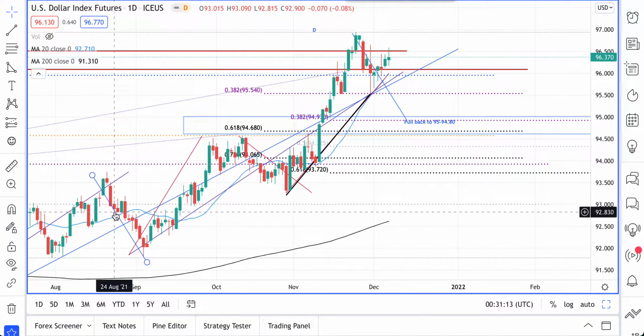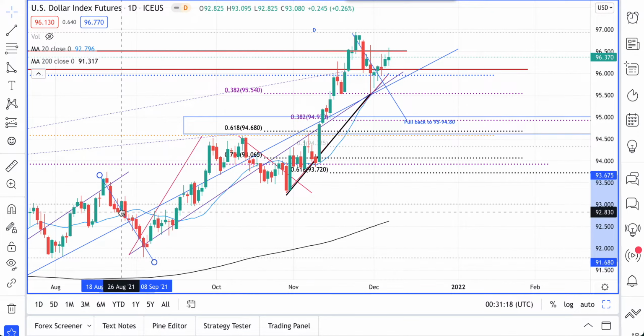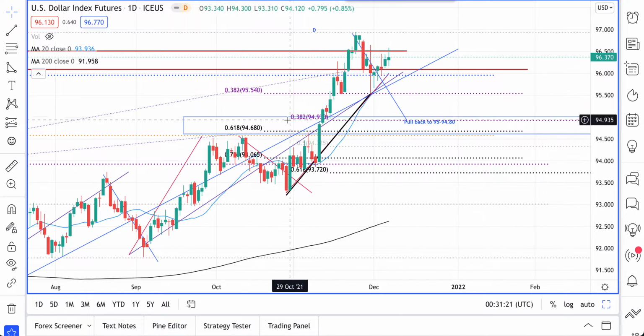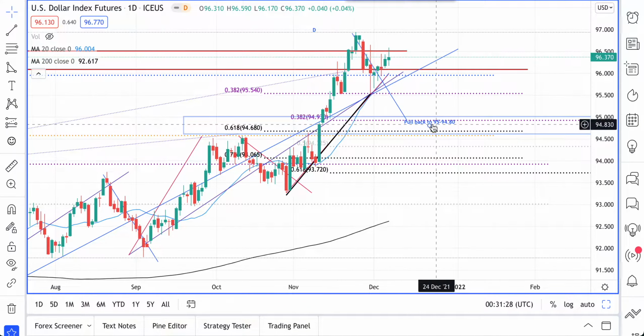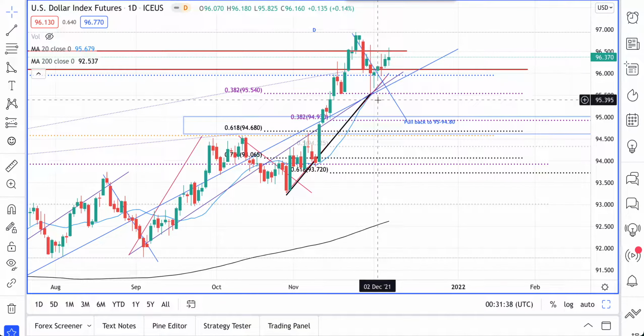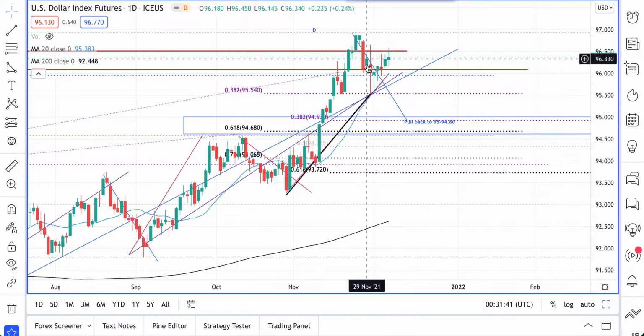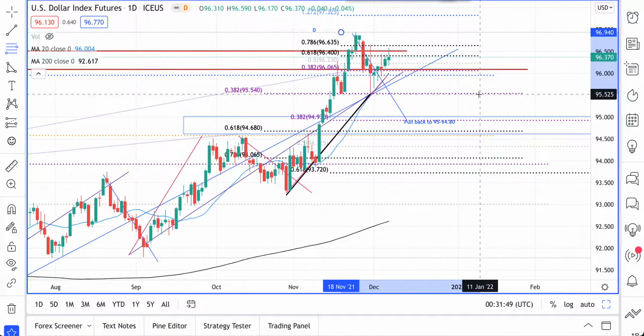This is equivalent to this last pullback here, and this is how we achieved that target. Furthermore, we had this 61.8% retracement level also coming here about 94.70. So in this region, we are expecting this pullback between 95 to 94.80, and what we saw is this first pullback to the 38.2% retracement level. What we have seen is that price reached that level and rallied and is right at the moment in the resistance zone.